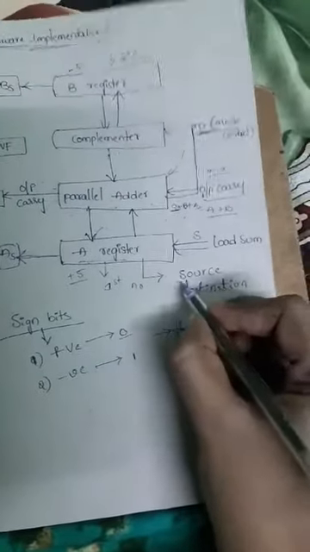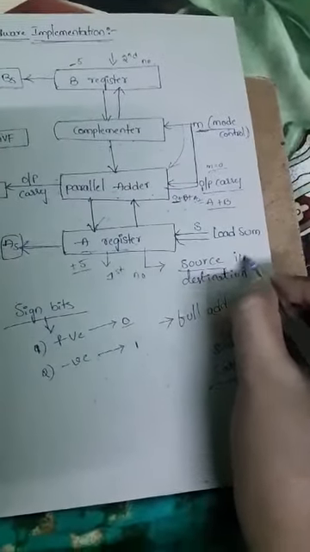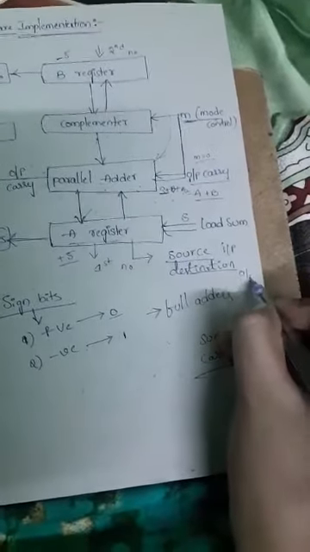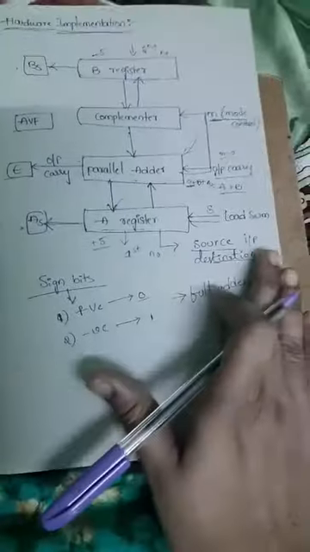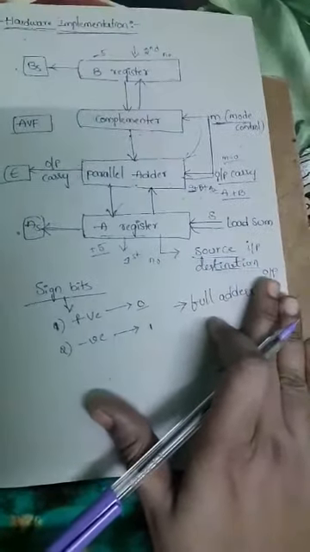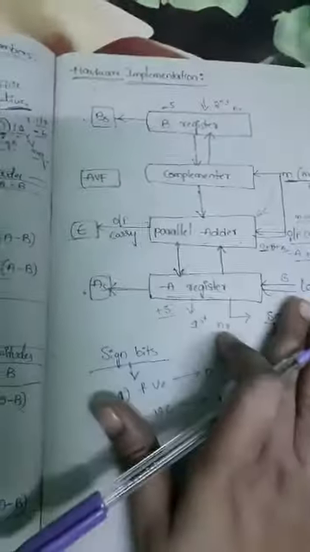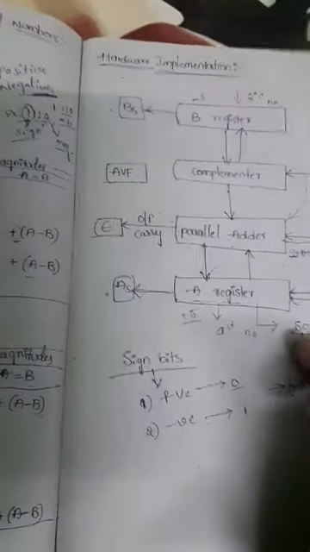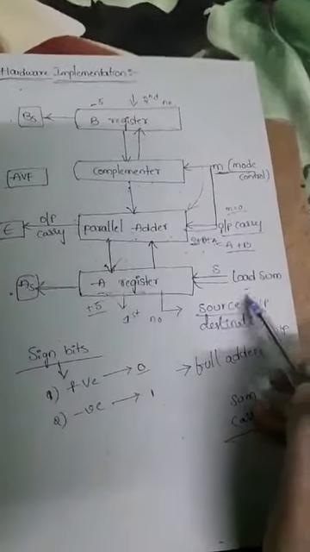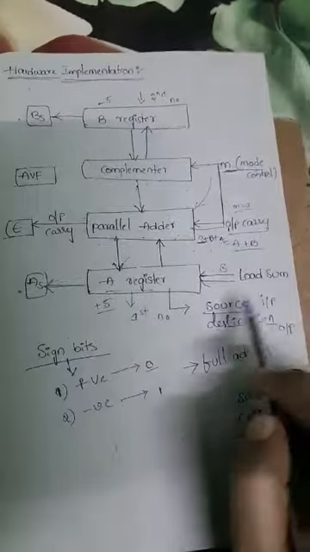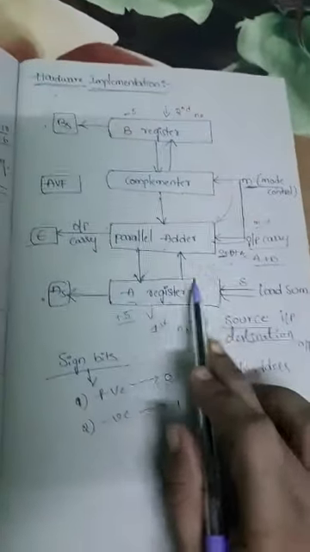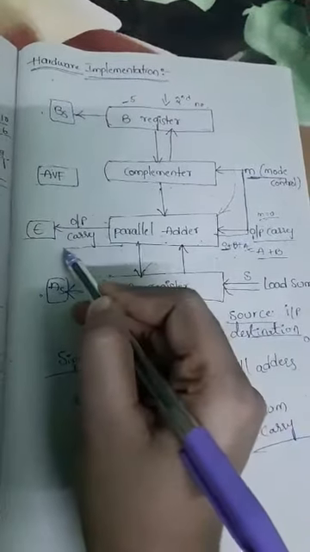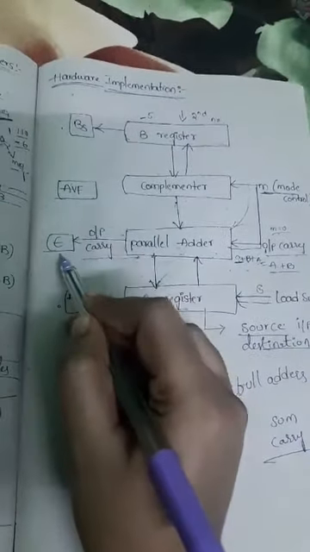So source is nothing but an input part, and destination we can call an output part. That's why the A register we can call a source register as well as a destination register. And after performing the addition operation, if there is any output carry, that carry will be transferred to the E flip-flop.